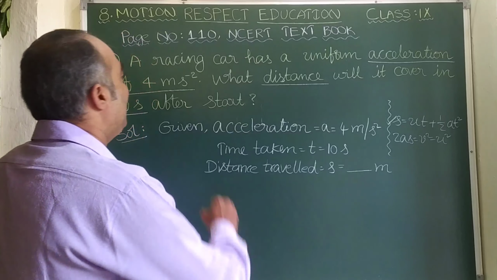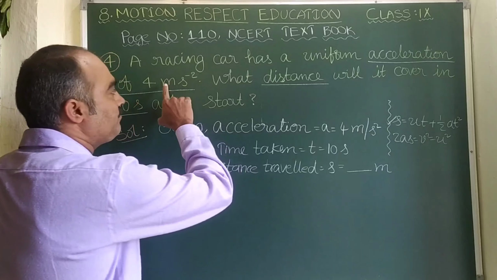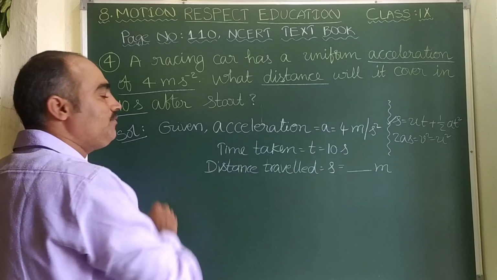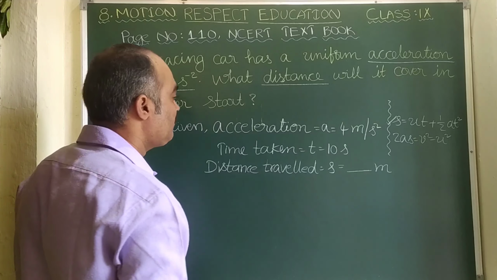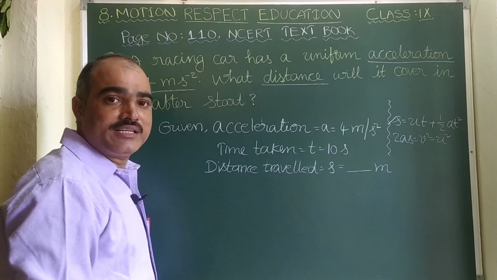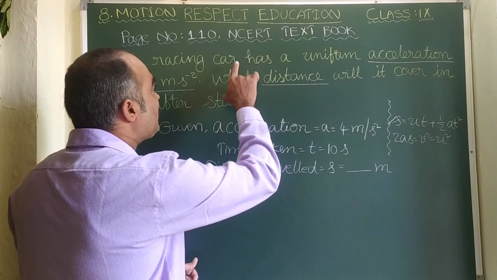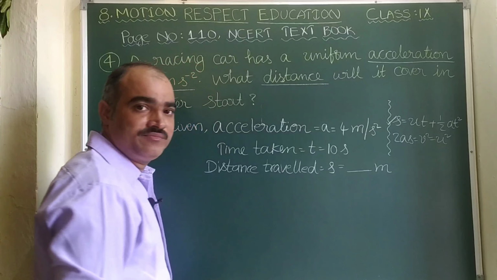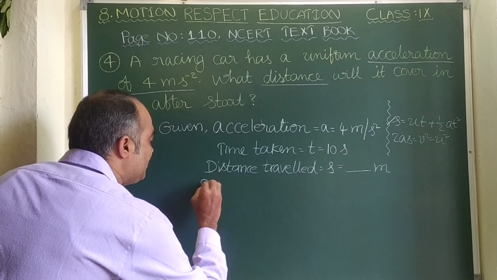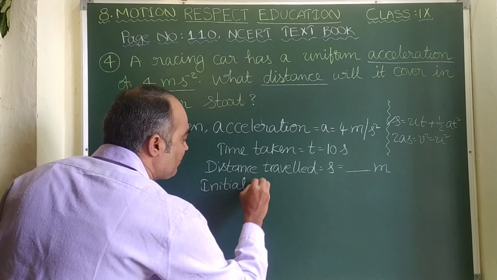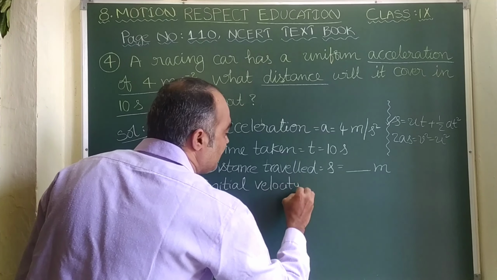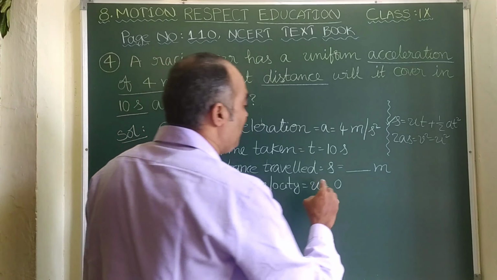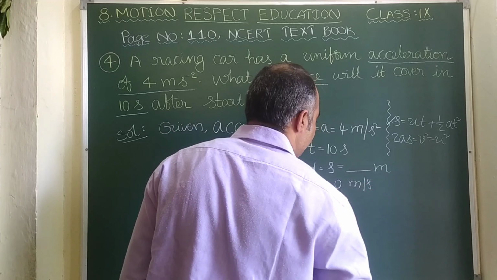Here in this question, a racing car has uniform acceleration of 4 meter per second square and what distance it will cover after the starting, means after the completion of 10 seconds. In this case, we need to understand that it has started from the rest. After starting from the rest, it attained this much acceleration. So here we can take the initial velocity u as 0. Initial velocity, that is u, can be taken as 0. Right? Now units is meter per second.